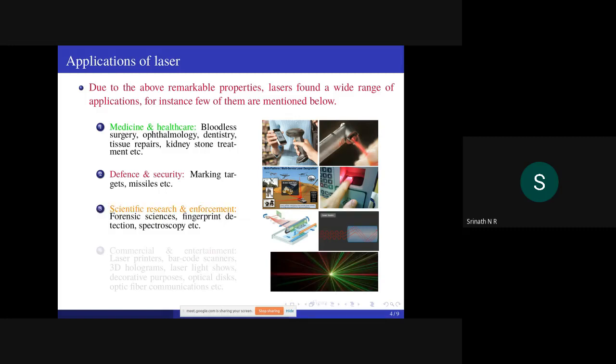In the field of scientific research and enforcement, they are used in forensic sciences, fingerprint detection, spectroscopy, etc. In the field of commercial and entertainment: laser printers, barcode scanners, 3D holograms, laser light shows, decorative purposes, optical disc readers, optic fiber communication, etc. One can see the various applications of lasers here: barcode reader, dentistry, missiles or marking targets, fingerprint detection, laser printers, optic fiber communication, and decorative purposes.